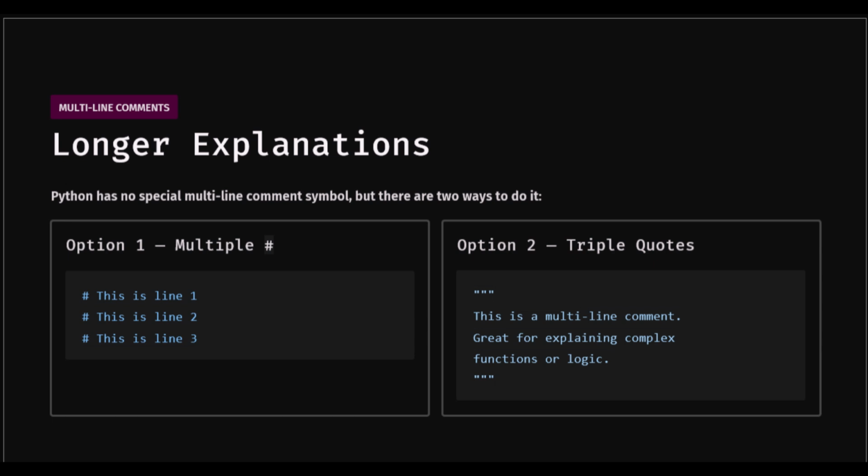Option 2, triple quotes. Another method is using triple quotes. While these are technically called docstrings, they are often used to comment out large blocks of text. As you can see in the example, anything written between the triple quotes is treated as a multi-line note. Both methods are great for explaining complex functions or detailed logic within your code. Use multiple hashes for standard notes and triple quotes when you have a very large block of text to explain.